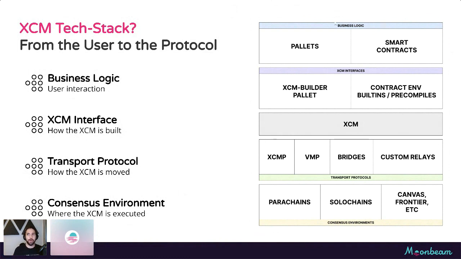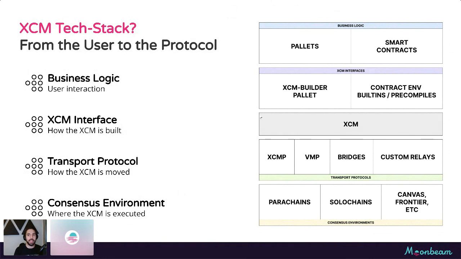So basically, everything starts with the business logic, where there are these Substrate pallets, which are modules that you plug into Substrate-based blockchains, or for example smart contracts as well. And this is basically how the user interacts with the whole tech stack. The next step is XCM interfaces. This can be the XCM builder pallet, the contract environments, built-ins, precompiles, and so on. So this is actually how the XCM is built. But this is not how the user interacts with the XCM itself. This is what builds the XCM out of the user interaction.